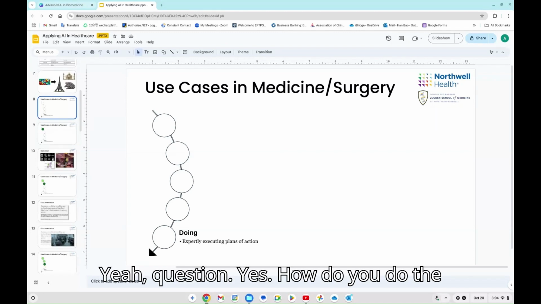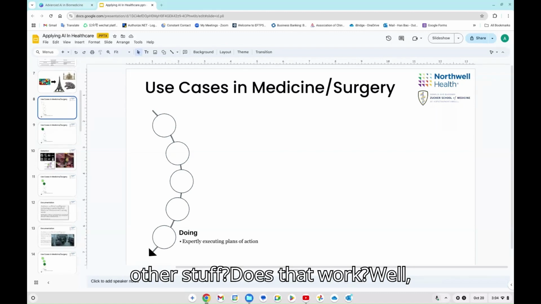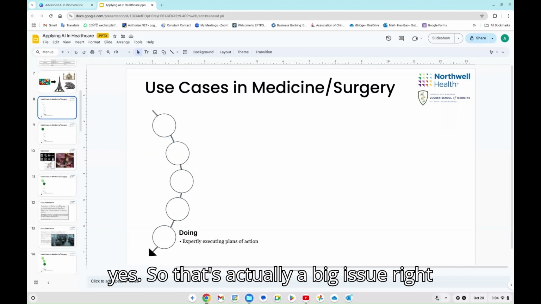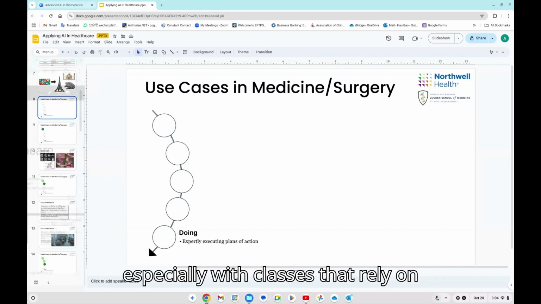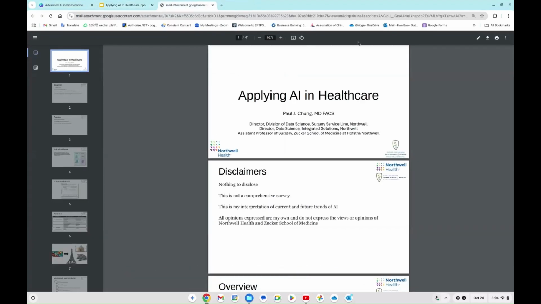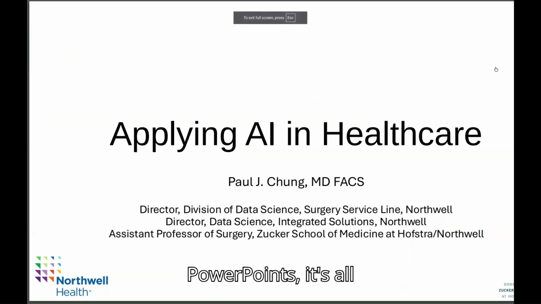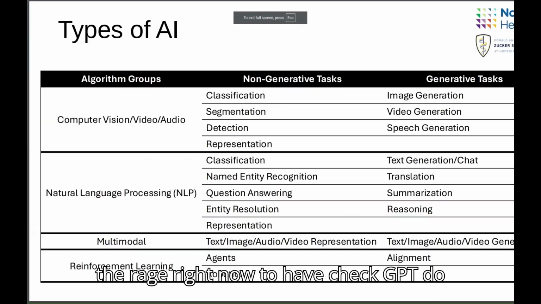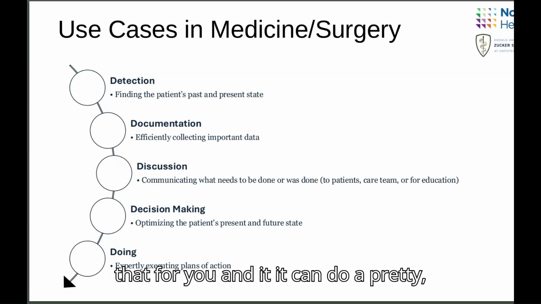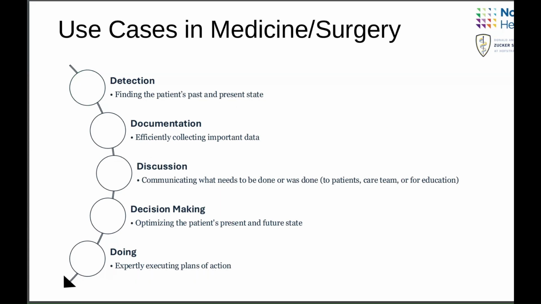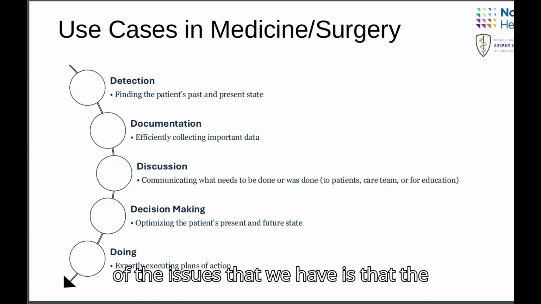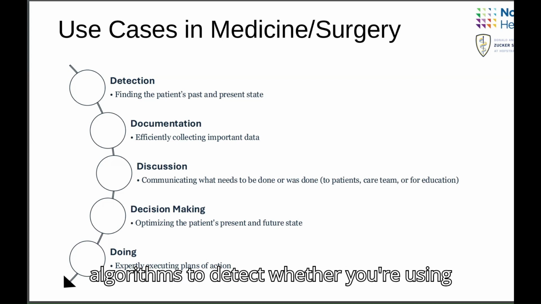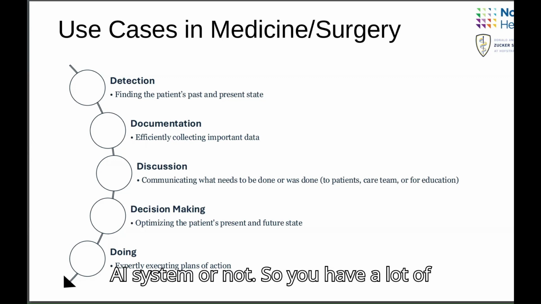Question: can you use AI to prepare your talks? Well, yeah. That's actually a big issue right now in education, especially with classes that rely on students producing essays and PowerPoints. It's all the rage right now to have ChatGPT do that for you, and it can do a pretty good job. One of the issues is that the algorithms to detect whether you're using an AI system don't work very well.